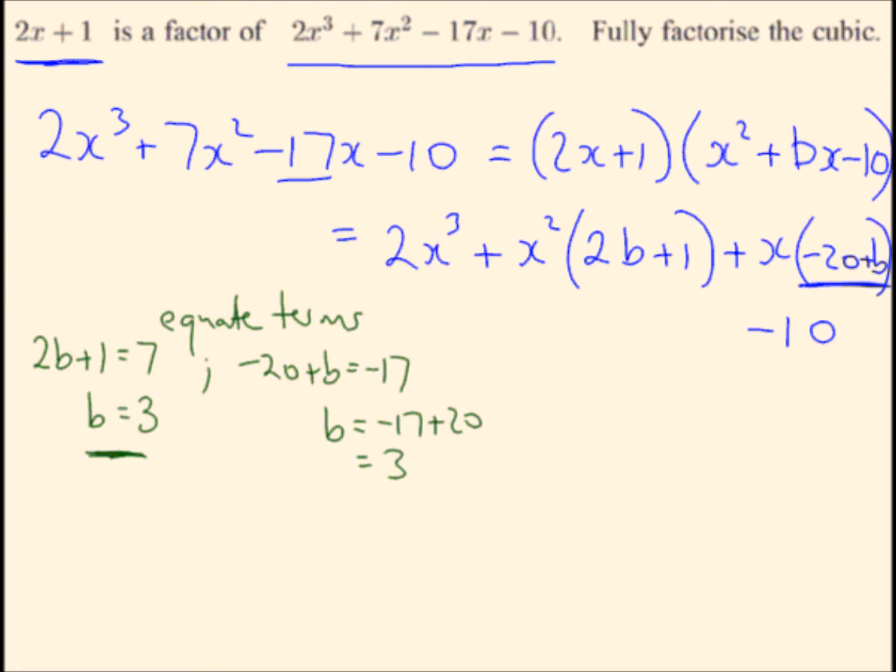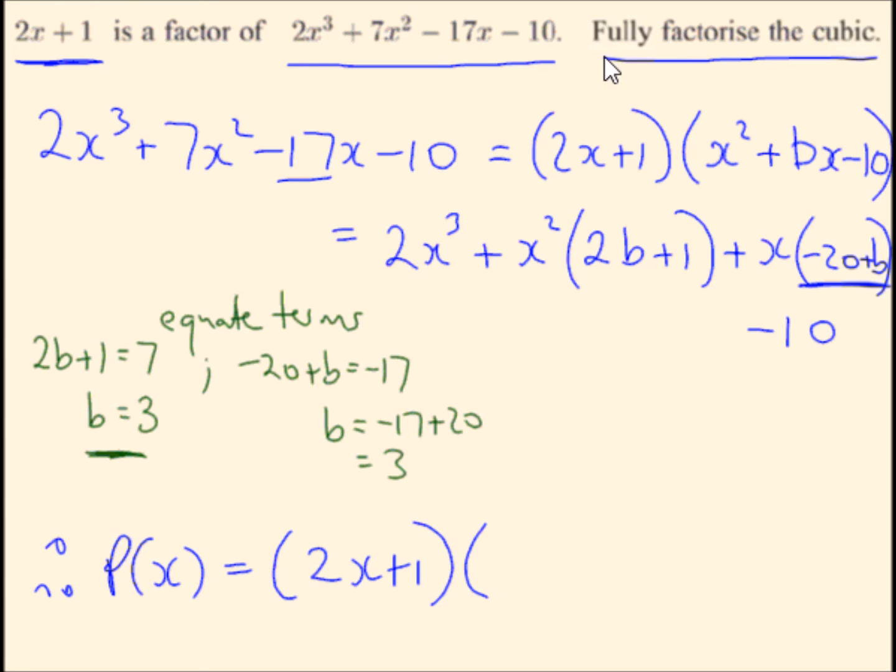So the question was to fully factorise the cubic, so therefore I can now rewrite my polynomial, let's call it p of x, in terms of the linear factor, and then the quadratic factor is x squared plus 3x minus 10, as b is now 3. Now, can we factorise that further?